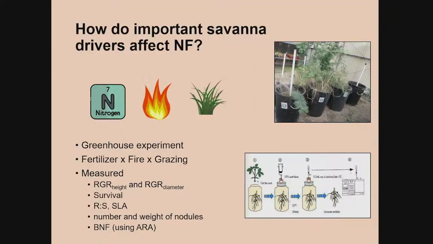So for this study, we wanted to look at the independent and interactive effects of various drivers in savannas on nitrogen fixation in seedlings of Vachelia sibirana. We did this in a greenhouse experiment, and we added nutrients, we simulated fire, and we clipped the grasses to simulate grazing. We measured growth and survival and a range of below and above ground traits.